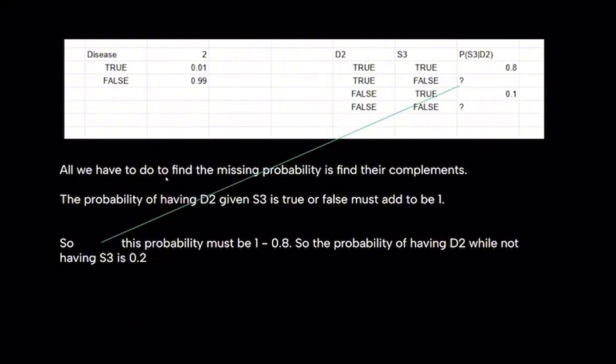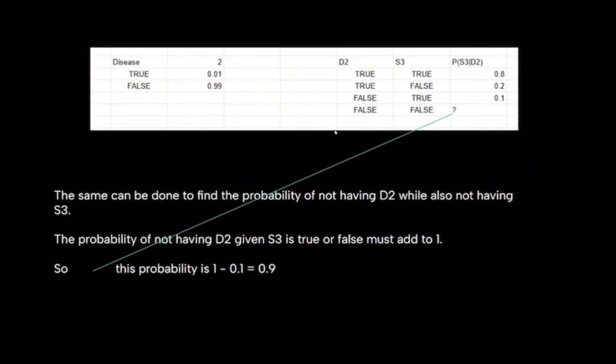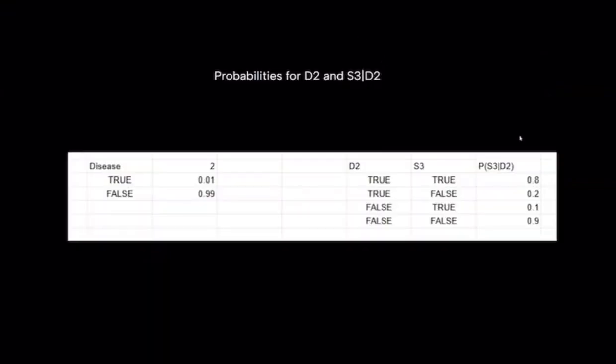Well, all we have to do to find the missing pieces of data is to find their complements, since they must add to 1. So we just take 1 minus 0.8, and the probability of having D2 while not having S3 is 0.2. The same can be done to find the probability of not having D2 while also not having S3. So we just do 1 minus 0.1, and then we get 0.9. So these are our final probabilities for the Bayesian network distribution.